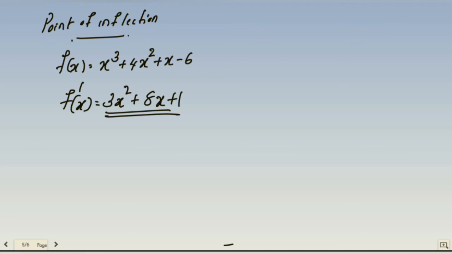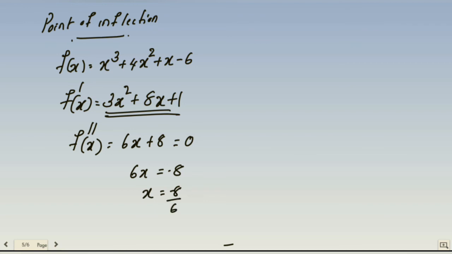For that, you have to differentiate this one once again. That is f double dash x. It's going to be 6x plus 8. Then equate to 0 and solve for x. That is 6x is equal to minus 8. That is x is equal to minus 8 divided by 6. So the answer is minus 4 over 3. This is the x value of the point of inflection.